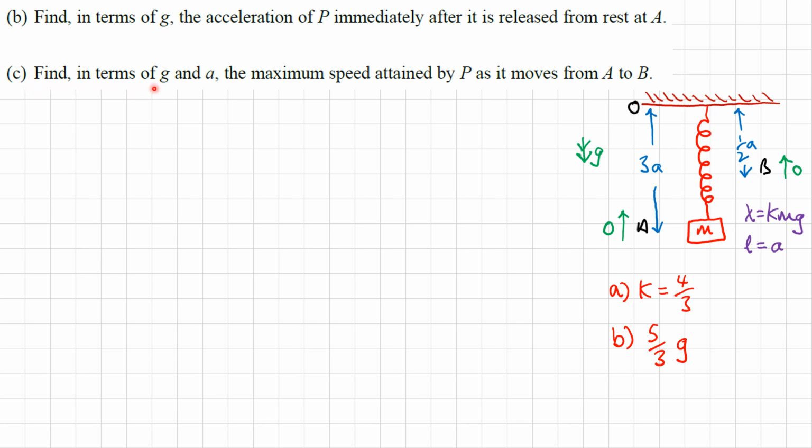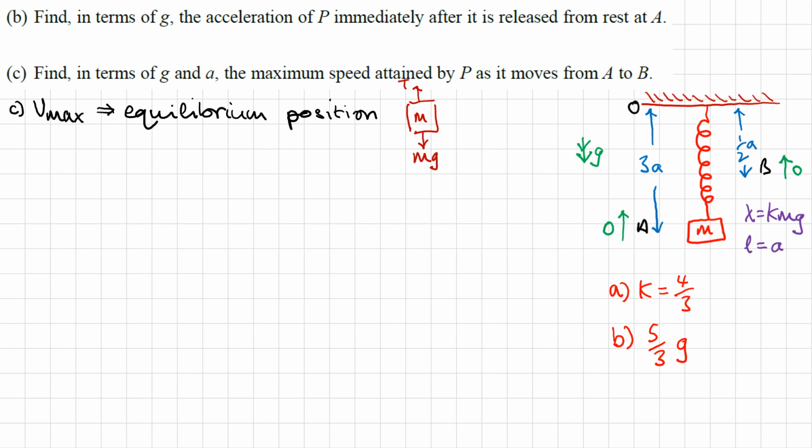Part C, find in terms of g and a the maximum speed attained by P as it moves from A to B. Now, the maximum speed occurs when the particle is in its equilibrium position. So we want to find that position where the particle is, or what the extension of the spring is, when it's in its equilibrium position, and that will happen when the mg and the T are equal. So we have T equal to mg. Now T, that's that lambda x over L. So lambda, that's 4 over 3 mg.